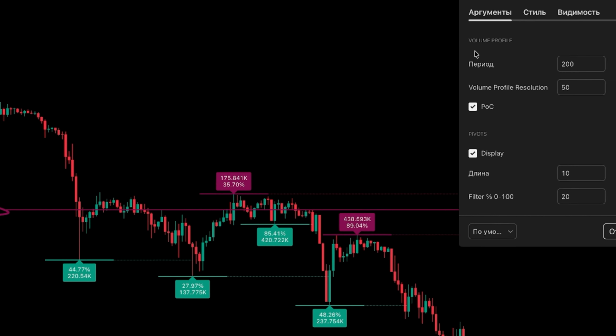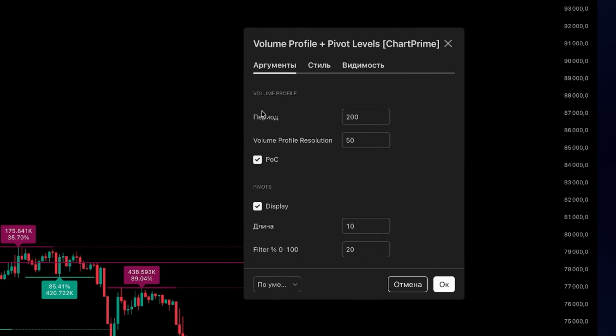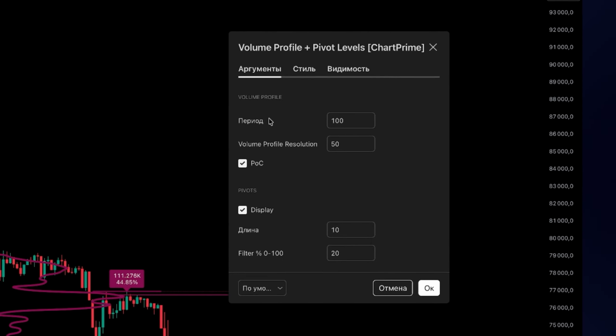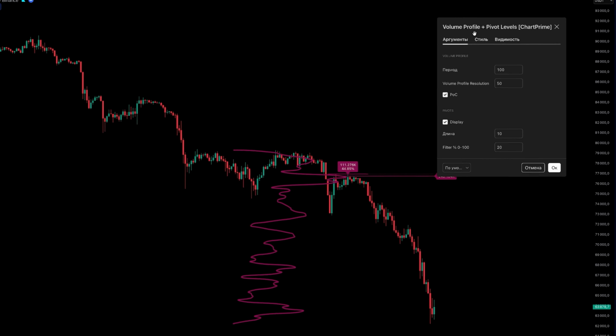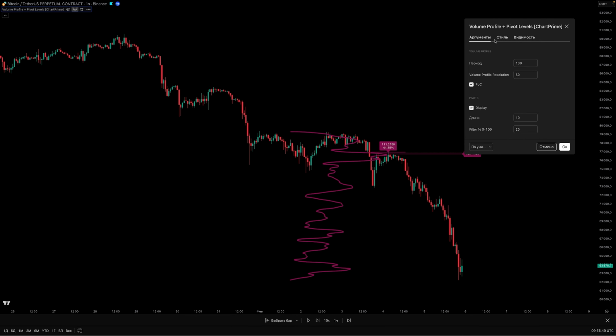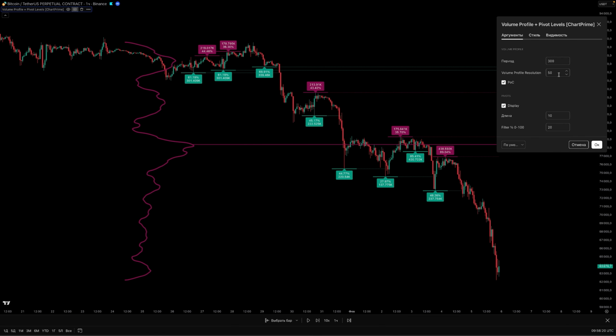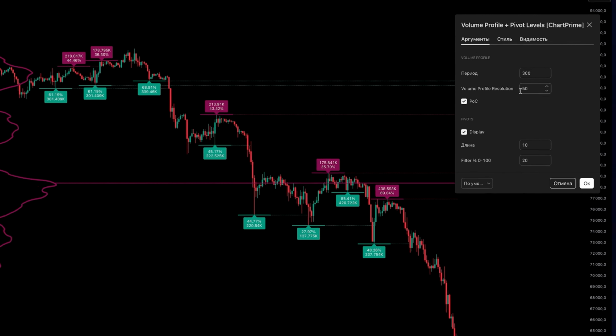If you're working on lower time frames, down to 5 minutes, you should reduce the period to 120 to 150, so the profile is more sensitive to recent changes. If you're looking at daily charts or higher, you can increase the window to 300 candles to see a stable long-term structure. The second important parameter is the resolution, or the number of bins.